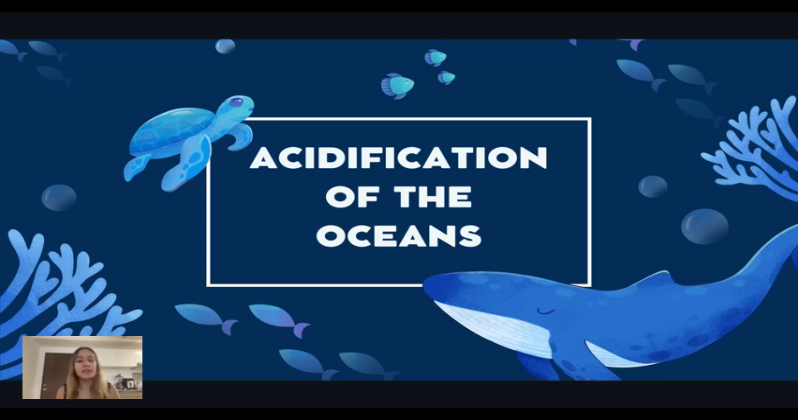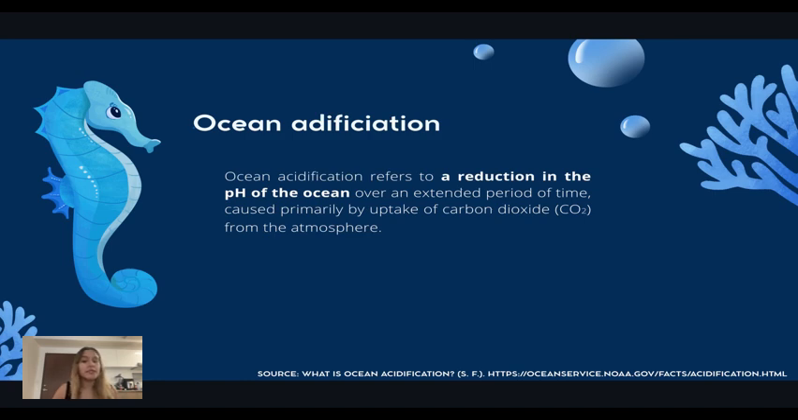First of all, let's talk about the definition, the variable control, and the technical stuff we need to know before we enter this topic. First of all, ocean acidification refers to a reduction in the pH of the ocean, and it's caused primarily by the carbon dioxide from the atmosphere. This definition is made by the Ocean Service.